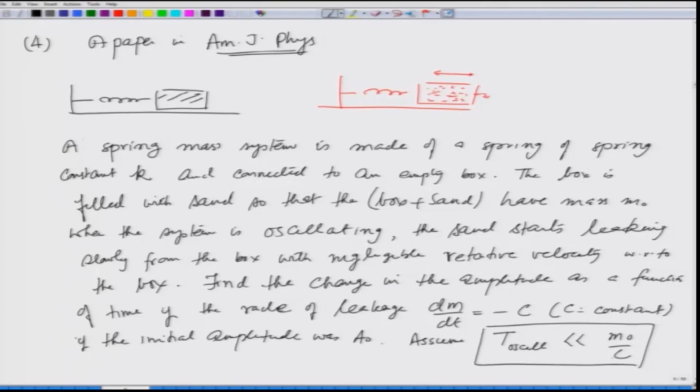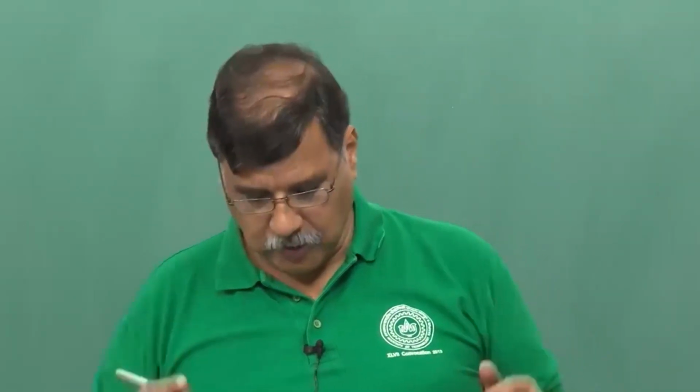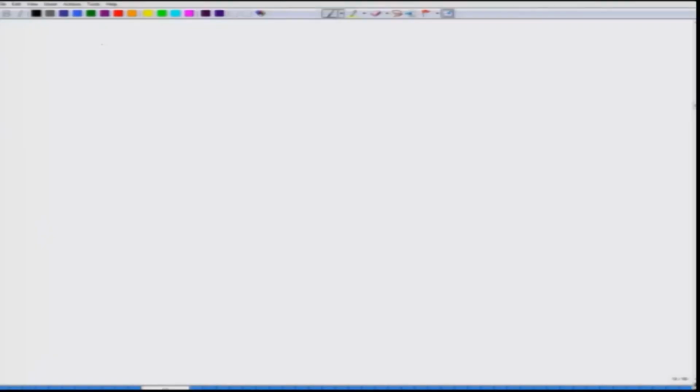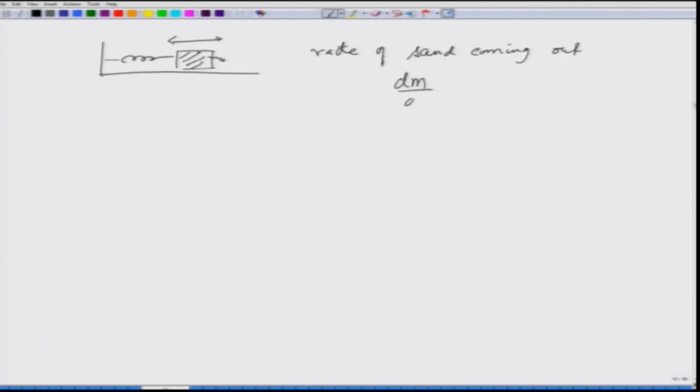That condition is important. That means the leakage rate is so small that for a few periods we can take the oscillation period to be roughly a constant. So, it changes over a longer period of time. So, let us see what is happening. As this spring mass system is oscillating, the sand is leaking out and the rate of sand coming out is dm/dt equal to minus c, where c is a constant.